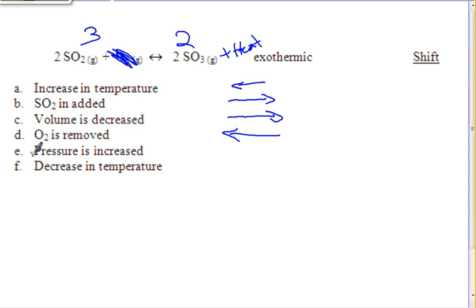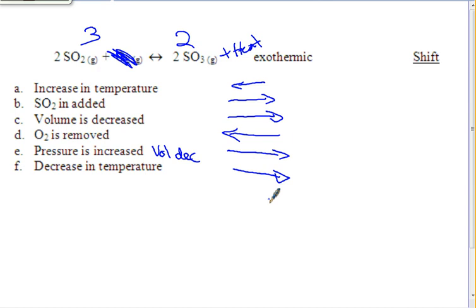E, pressure is increased. That's the same as a volume decrease, so it would shift to the right. Decrease the temperature, that's removing the heat. It would shift also to the right. Next class, your teacher, whoever that person may or may not be, is going to talk to you about the Haber process, which is the most important reaction to humanity in quite a long time.